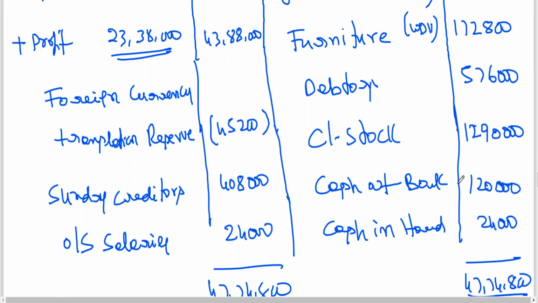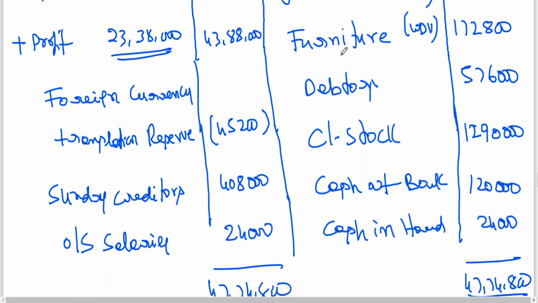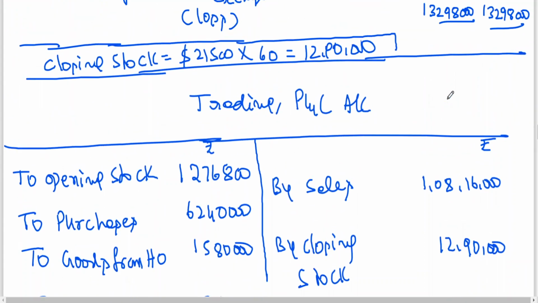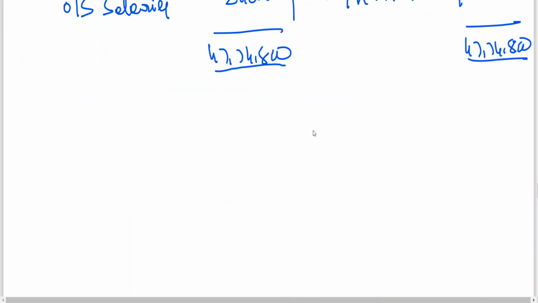Debtors, closing stock, cash at bank, cash in hand. Closing stock here is given. You know that closing stock is to be calculated as 21,500 into 60. Got the same value, I've already calculated: 12,90,000. It will be taken to the trading account credit side, which I've already done, and to the balance sheet asset side. Here also I've written how you got it. So the balance sheet has been tallied, 47,74,800. Now we are left with one more problem.